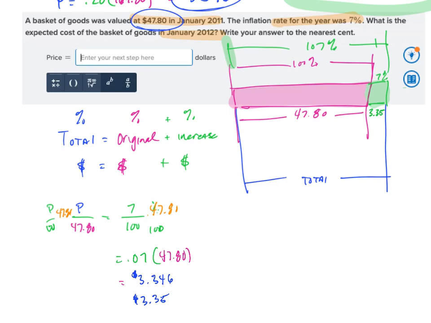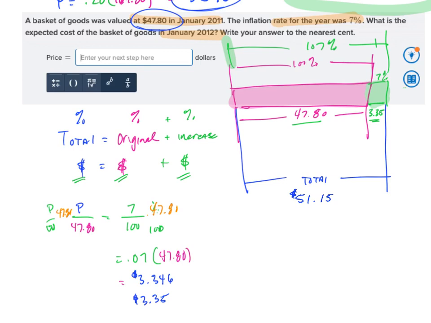So to figure out the total, we have to just add that to the original. Remember, our total is going to equal the original amount of dollars plus the increase. So to simplify this, what is $47.80 plus $3.35? And that comes out to be $51.15. Okay. So we did it that way. Now let's look at the other way.